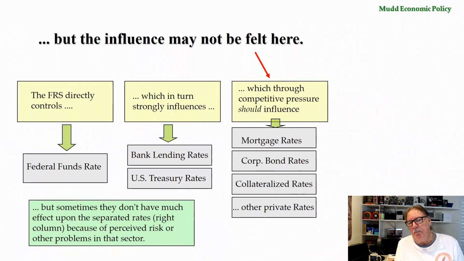This also allows banks to increase their lending, and so it's going to affect bank lending rates rather strongly as well, which, through competitive pressure, should also to some extent influence mortgage rates, corporate bond rates, especially investment-grade corporate bond rates, various collateralized rates for CDOs and the like, and other private rates. But at times they don't have much effect upon the separated rates there on the far right because of perceived risk or other problems in that sector.